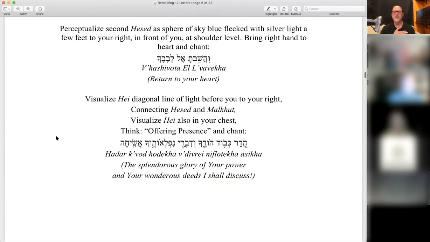levavecha. And bringing to mind the diagonal line of He, connecting Hesed in front of you to your right down to Malchut below your body. Thinking, offering presence. Hadar. Hadar kevod hodecha v'divrei niflotecha asicha.